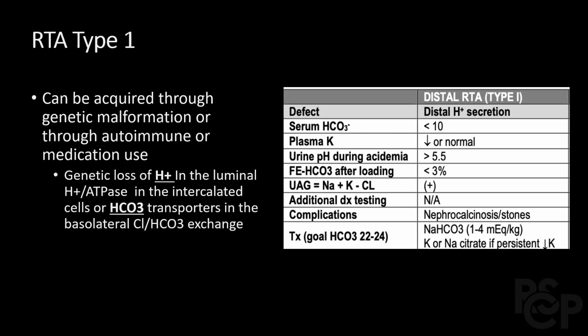RTA type 1 can be acquired through various means: genetic mutations as well as autoimmune disease or medication use. You can have genetic loss of the luminal hydrogen ATPase of the intercalated cells, leading to a loss of hydrogen ion secretion, or of the bicarb transporters in the basolateral chloride-bicarb exchange. This leads to a defect in distal hydrogen secretion and a urine pH that is basic, or higher than 5.5.